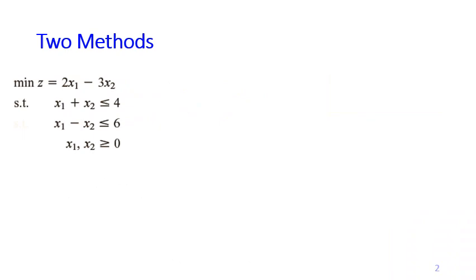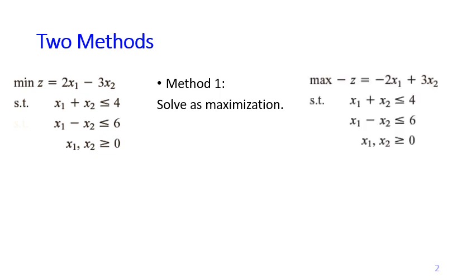Given a minimization problem, you can see it says minimize z, so you know that this problem is a minimization problem. We have two methods to solve this problem using simplex algorithm. The first method is that we convert this problem into maximization. So what we can do is that we multiply the entire row 0 with -1. Remember that if you want to do the first method, you have to multiply the entire row 0.